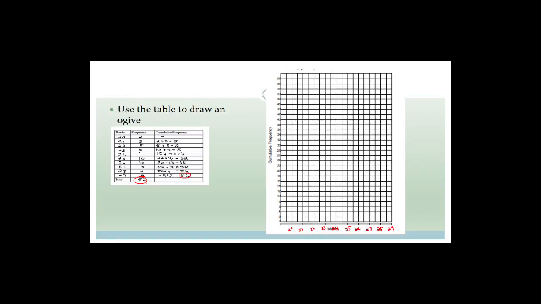Right. So what we're saying is that two people, and I'm putting little crosses because it's easier, every time I do a dot, it just has a nervous breakdown. So two people got 20 and below. Five people got 21 and below. Then 10 people got 22 and below. 15 people got 23 and below. And you carry on plotting it.